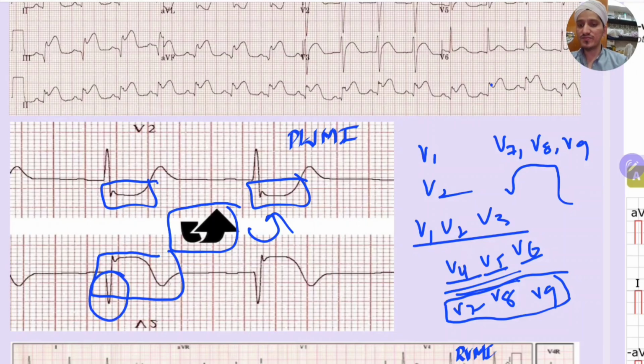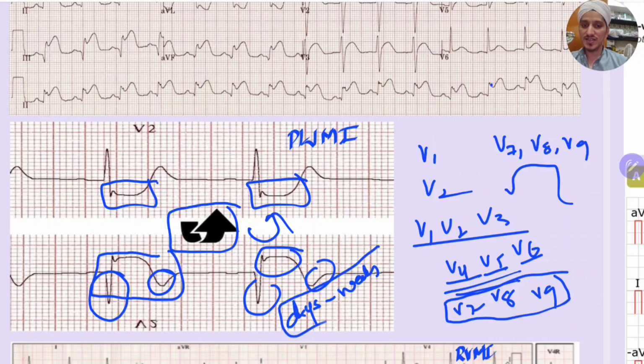See, tall, very deep inverted Q waves. So it is probably days to weeks duration MI. It means more than one day old MI. So that's posterior wall MI.